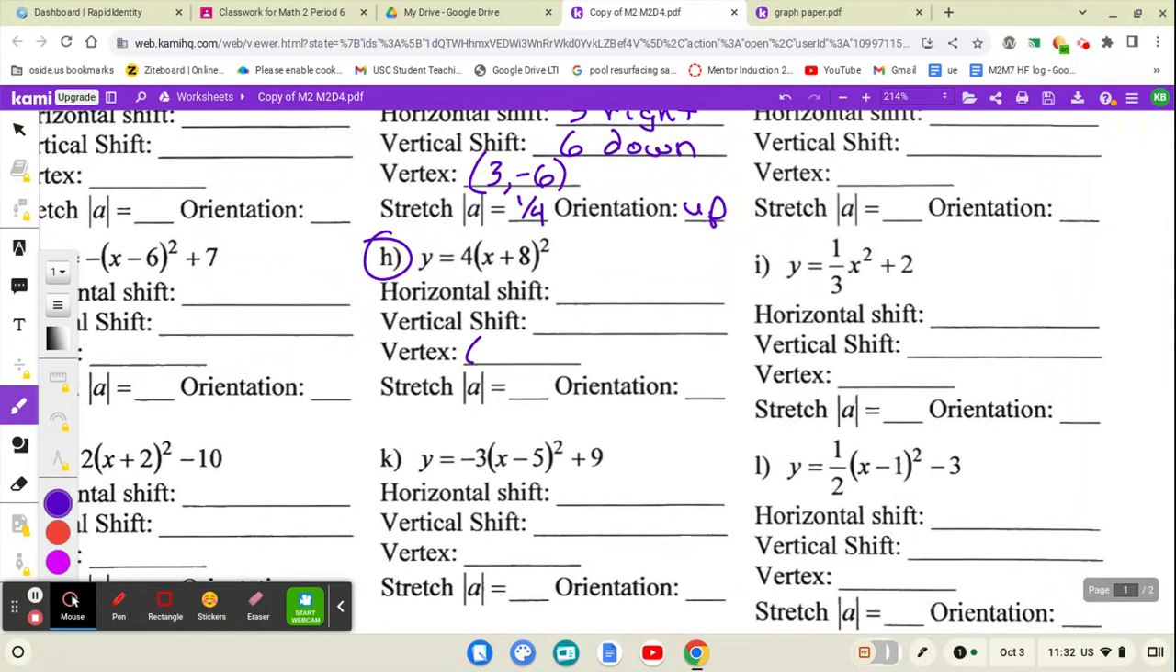H, we did not fill it in, so let's fill it in. It had a vertex of -8, 0. The horizontal shift is 8 to the left. There is no vertical shift because there's nothing here to the right. The stretch is 4, and the orientation is up.